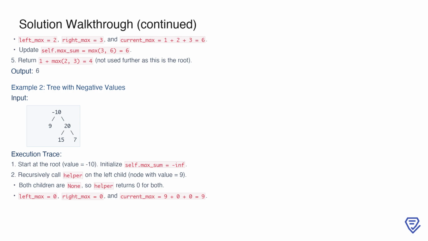The function then returns 1 plus max(3) equals 4, which is not used any further since the root is the topmost node in the tree. The final result for this example is the value of self.max_sum, which is 6.